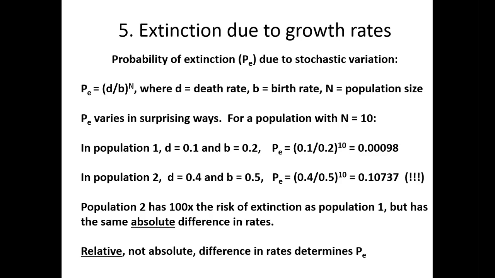So this is the one calculation that I will expect you to remember. Just remember that equation. The probability of extinction for stochastic population growth is deaths divided by births raised to the power of the number of individuals in the population. It's pretty simple. It doesn't require a lot of practice. So just remember that one.